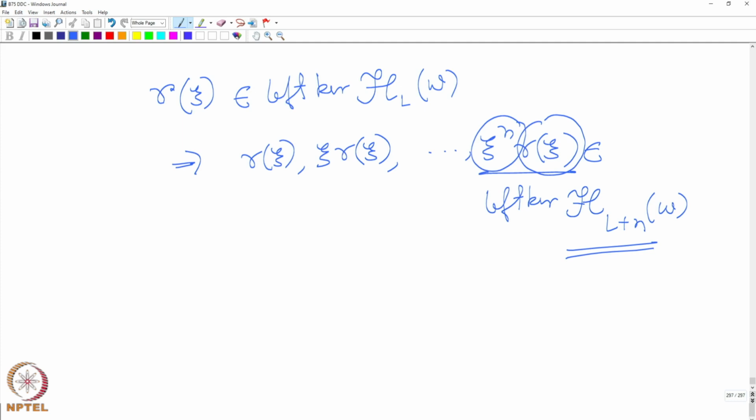When you have a smaller Hankel matrix, when you have a left kernel vector in the left kernel, then you get a bigger Hankel matrix. You shift that left vector in the left kernel, you still have that vector in the left kernel. That is why this is happening.